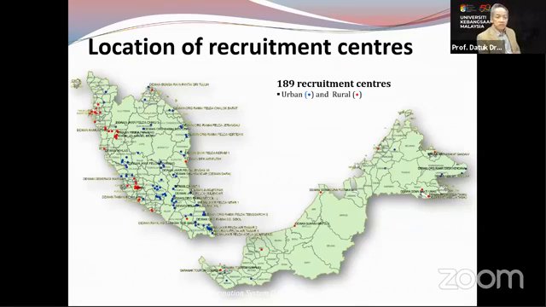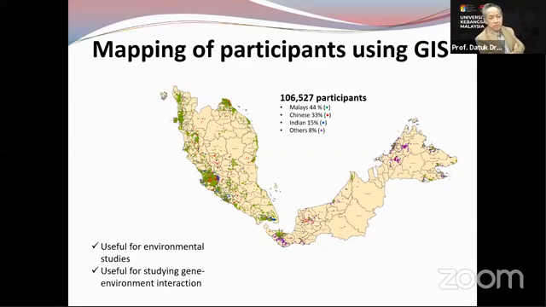These are the location of the recruitment centers. So imagine our teams going out to the rural and urban areas, setting up recruitment centers, taking measurements and taking blood specimens and sending them back to our central processing center. So we decided also to use the geographical information system mapping. If you see here, each dot represents a participant, and this is very useful as we move towards environmental-based studies.